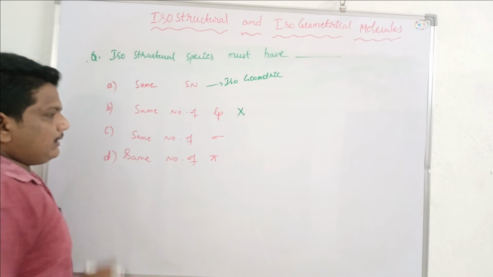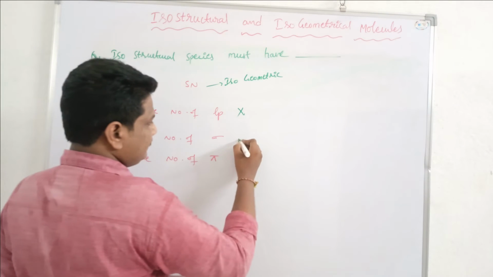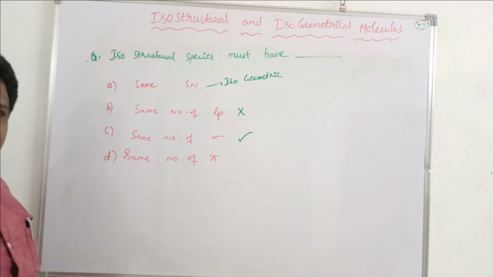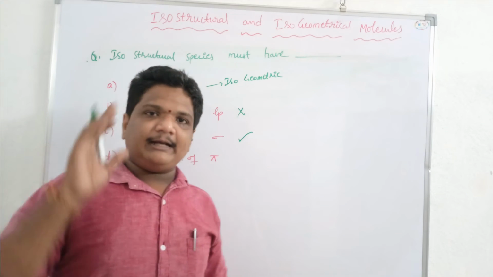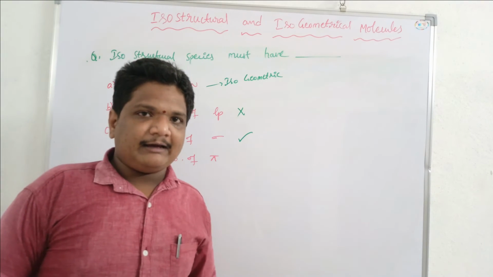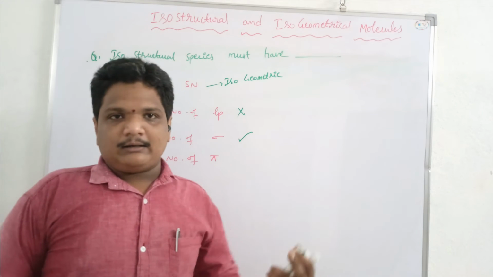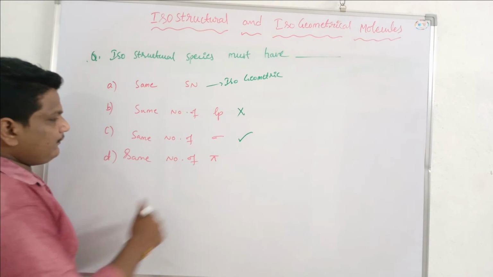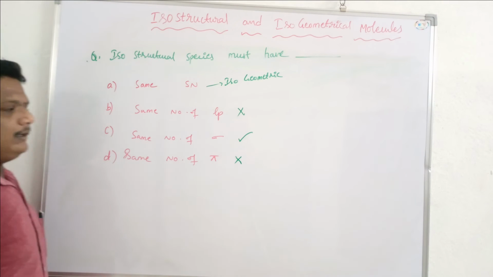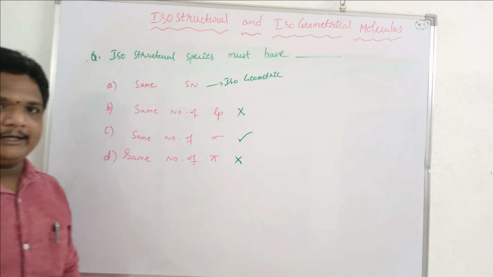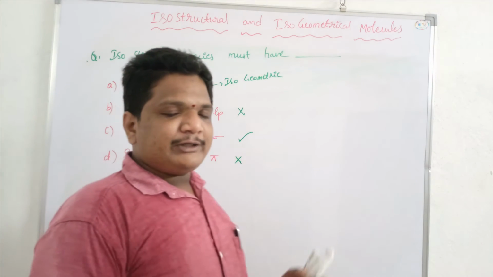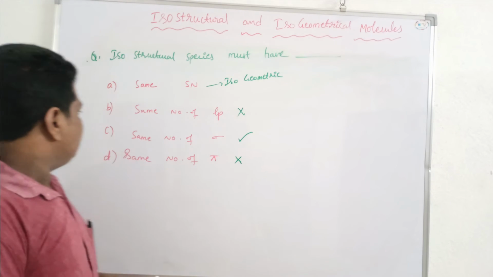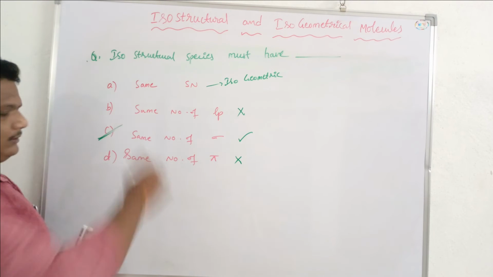So here, the same number of sigma bonds is the correct option. If the compounds are having the same number of sigma bonds, they can exhibit isostructural species. They can act as isostructural species. In the case of pi bonds, we cannot consider these pi bonds during determination of isostructural and isogeometrical species. So this C is the correct option for this question.